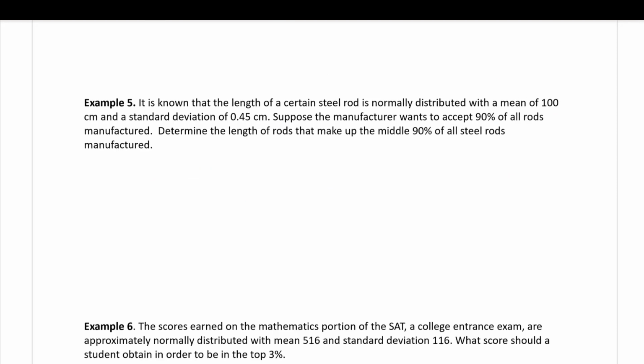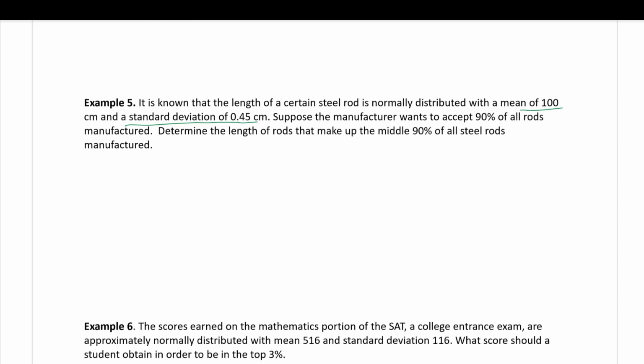Example 5. It is known that the length of a certain steel rod is normally distributed with a mean of 100 centimeters and a standard deviation of 0.45 centimeters. Okay, so it's a pretty small standard deviation. Suppose a manufacturer wants to accept 90% of all rods manufactured. Determine the length of the rods that make up the middle 90% of all steel rods.